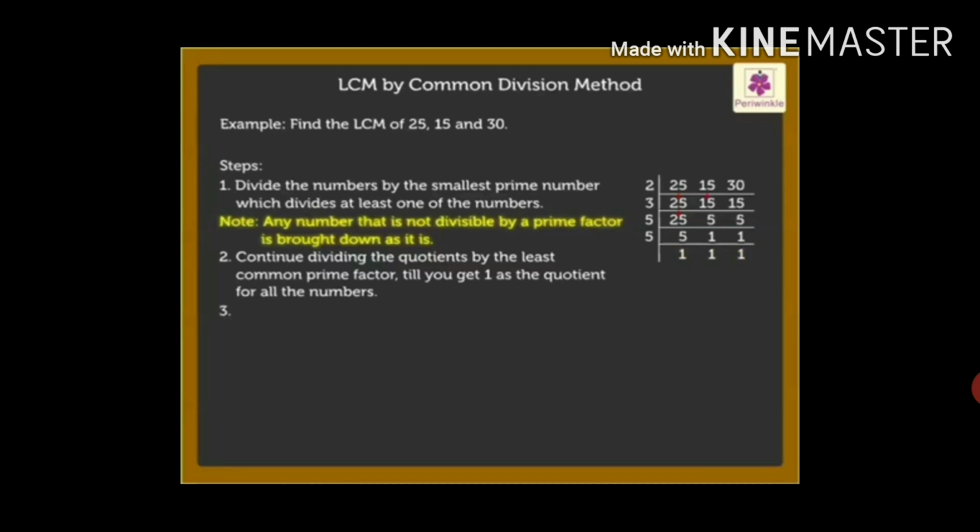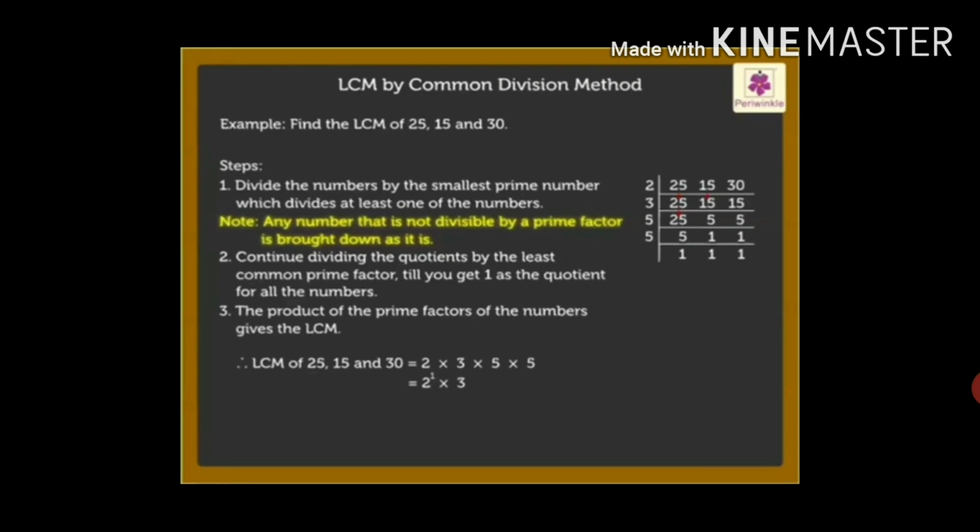Step 3. The product of the prime factors of all the numbers gives the LCM. Thus, LCM is equal to 2 into 3 into 5 into 5, which is equal to 2 raised to the power of 1 into 3 raised to the power of 1 into 5 squared, which is equal to 150.